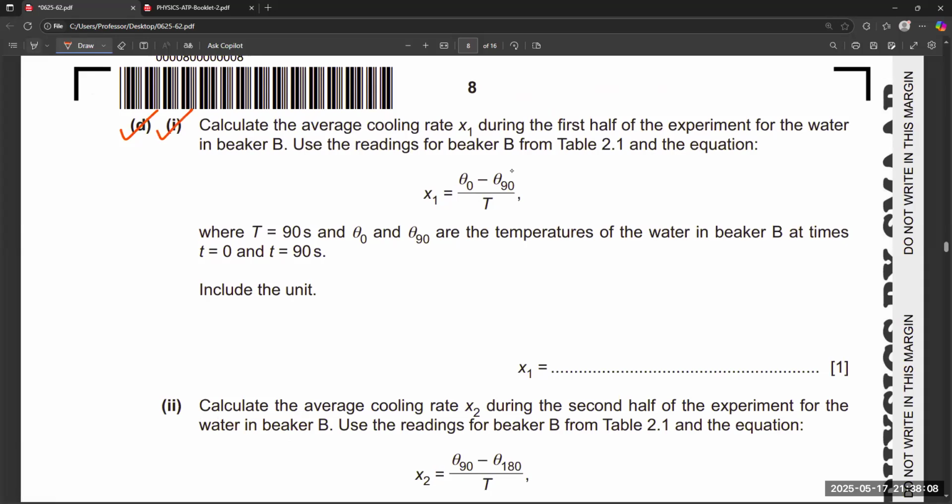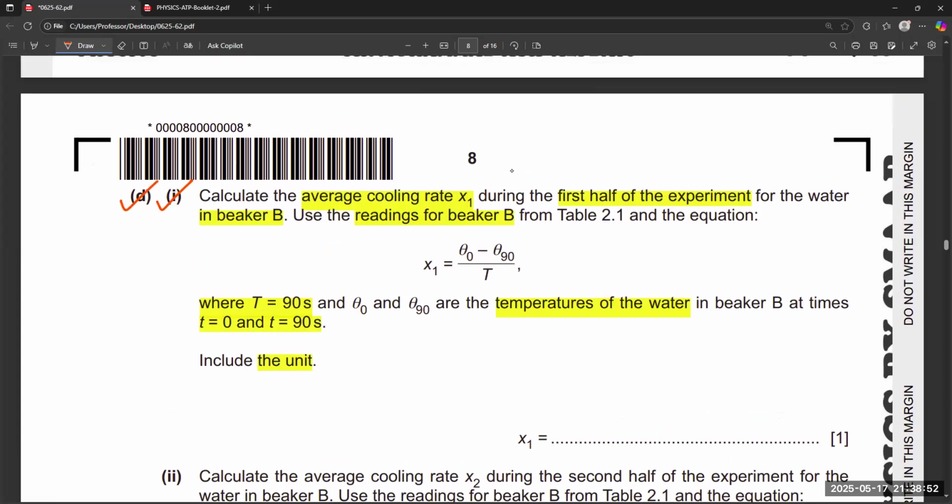Then we have D part: calculate the average cooling rate x1 during the first half of the experiment for the water in beaker B. Use the readings for beaker B from table 2.1 and the equation, where t is equal to 90 seconds, and theta 0 and theta 90 are the temperatures of the water in beaker B at time 0 and 90 seconds. Include the unit. So the equation is given. You just need to take the readings from the table to find the value of x1.